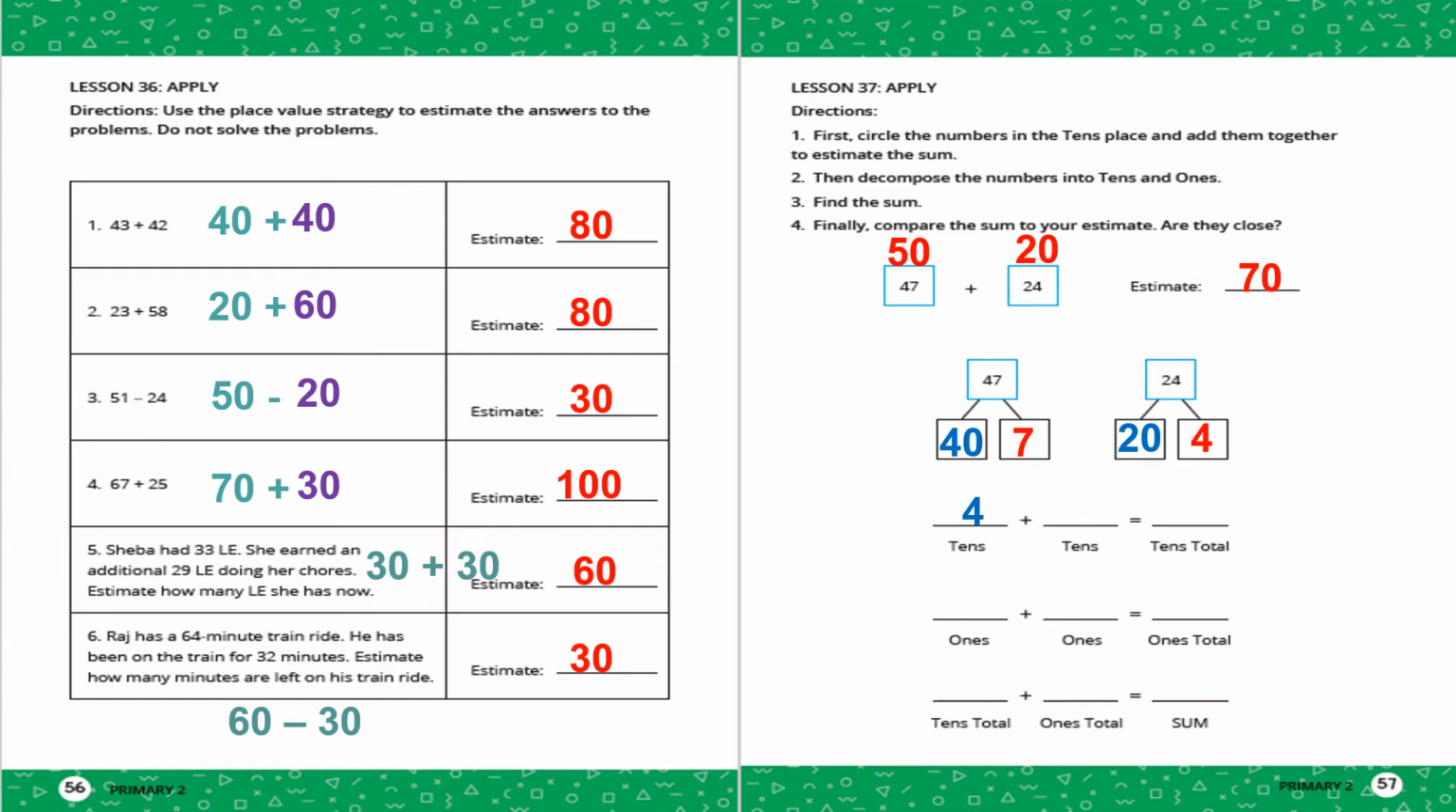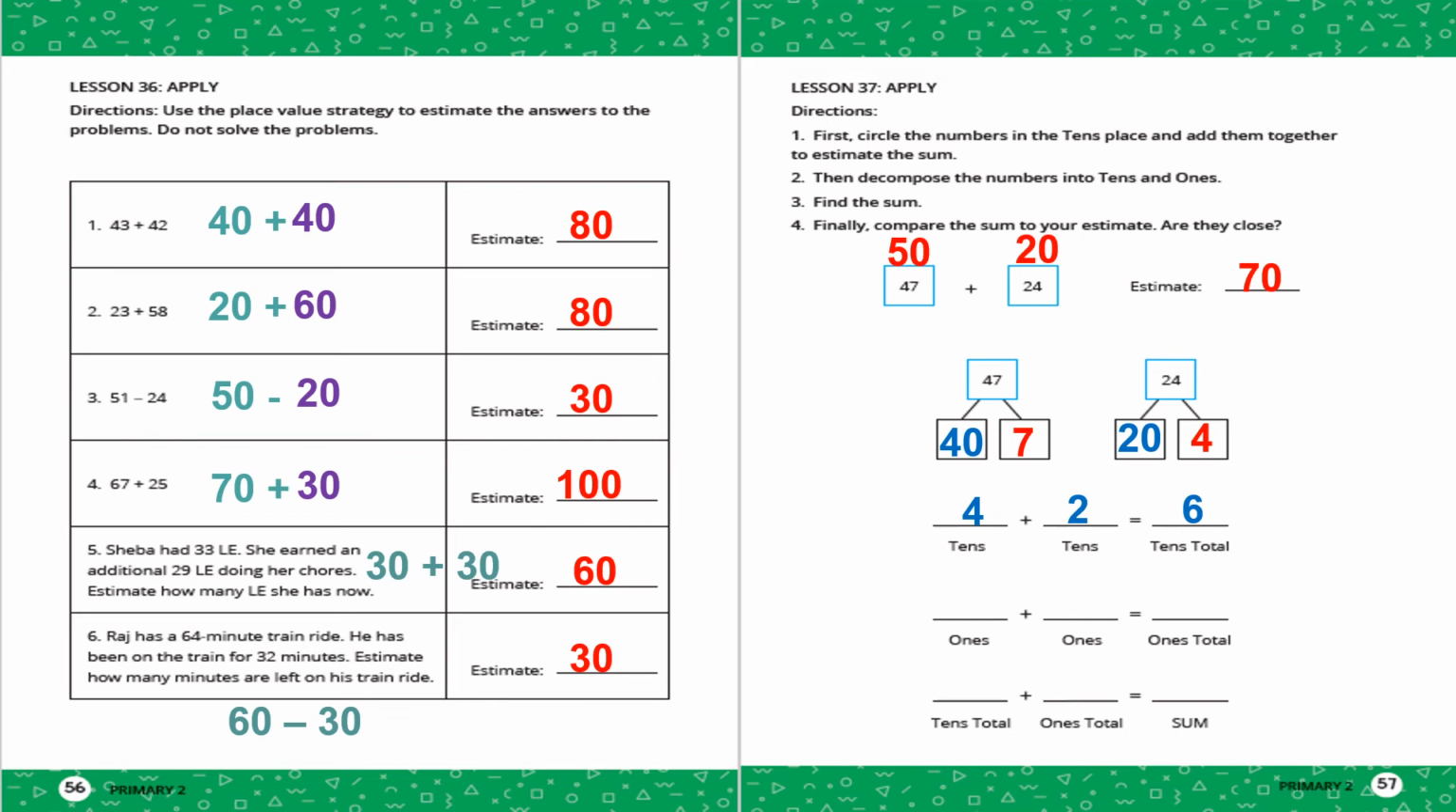In 24, how many tens do we have? 20 tens? No, we must cancel the zeros. So we have 2 tens. Let's add the tens together. 4 plus 2. After 4, 5, 6. The total of tens is 6 tens.